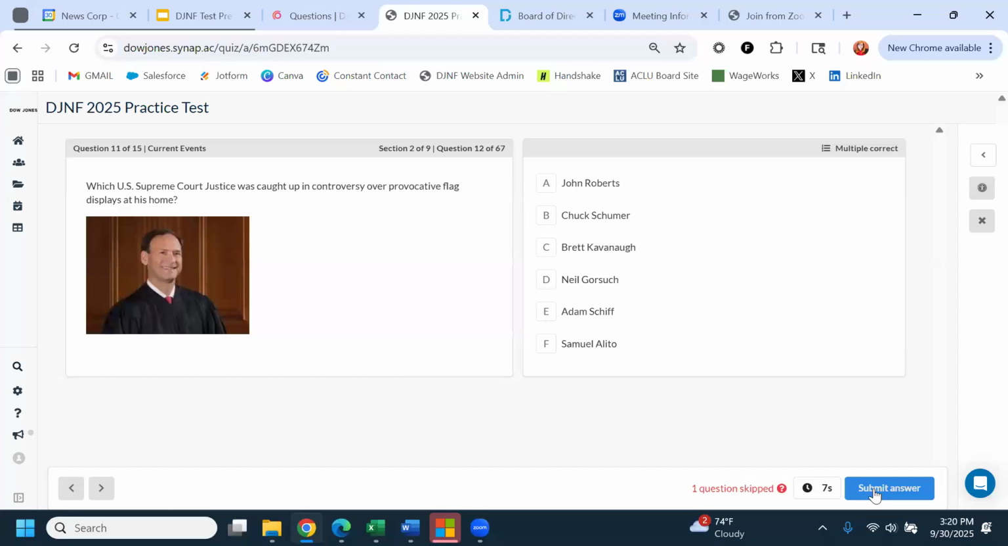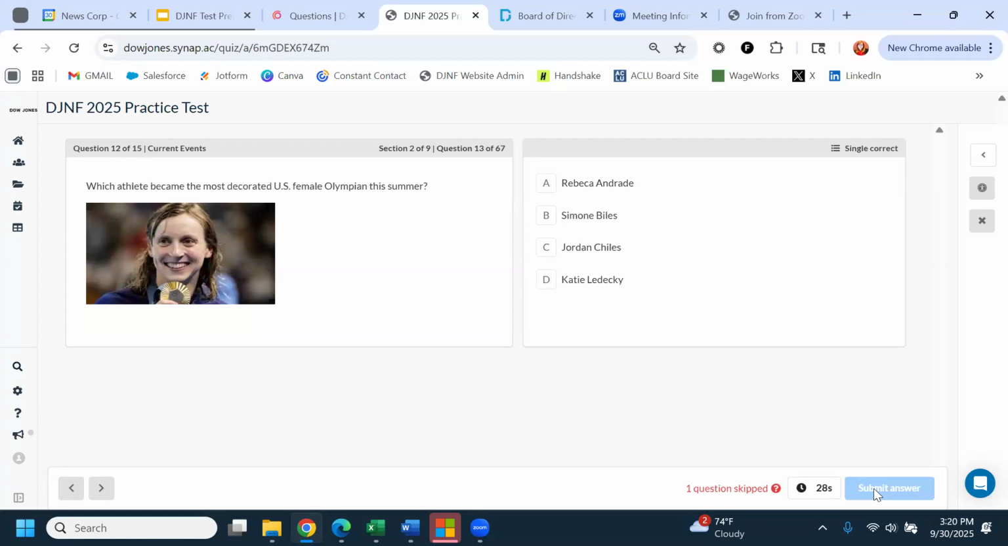So in this case, it would be who is this? And you'd have to pick the name. And then why were they in the news? And you'd have to pick that they were in a controversy dealing with a flag at their house or something like that. Last year's test was not like that, but that's just how it's going to be this year, just to warn you. And it's only 5 of them. So anyone know who this is?